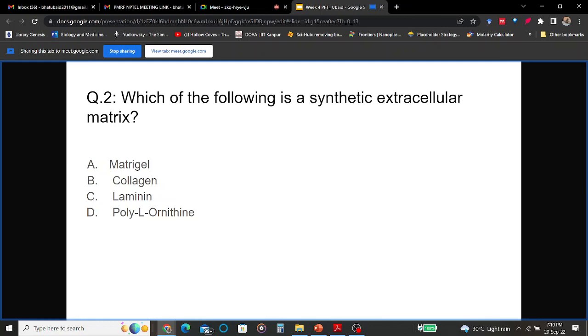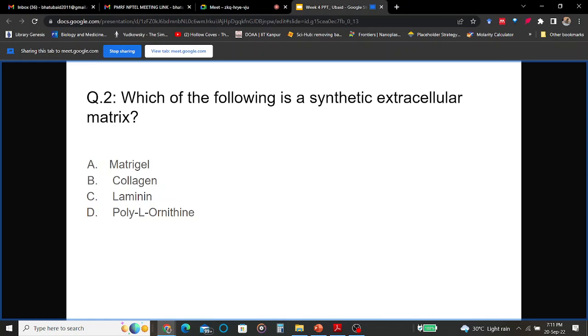The answer is very simple. You may know that the others are components of the extracellular matrix, and Matrigel is also an ECM, as I have told you about Matrigel in the earlier conversation. So the answer is poly-L-ornithine. Poly-L-ornithine is a synthetic amino acid chain, a positively charged or cationic amino acid chain, and it enhances cell attachment.